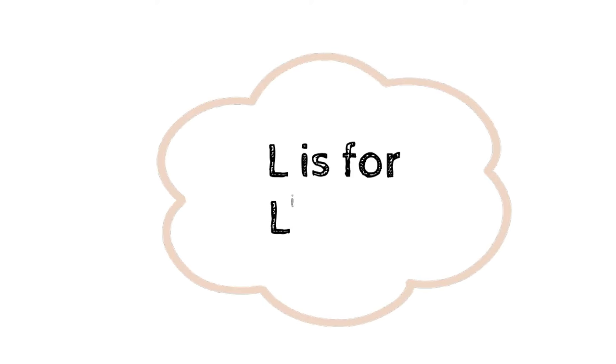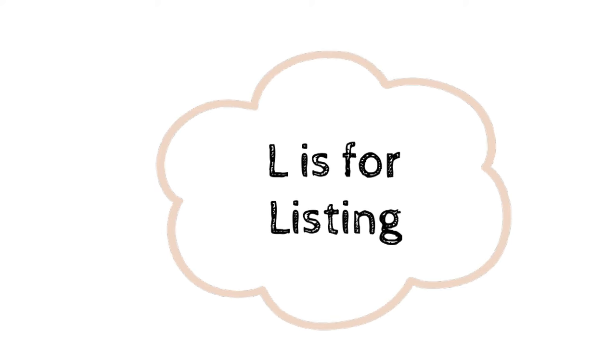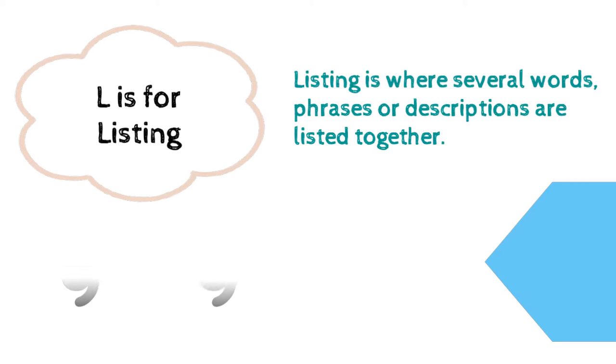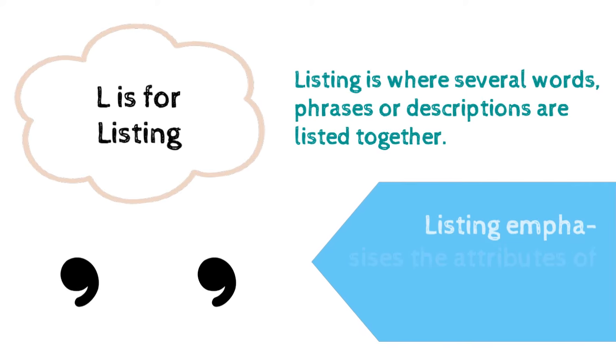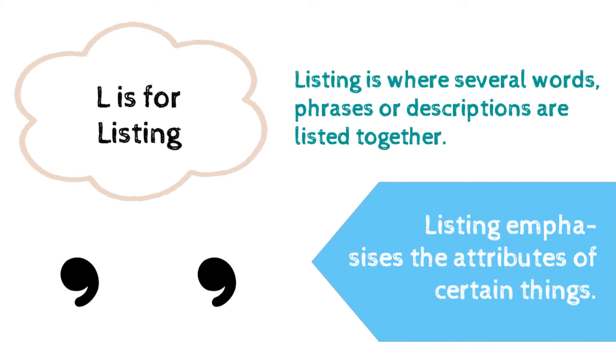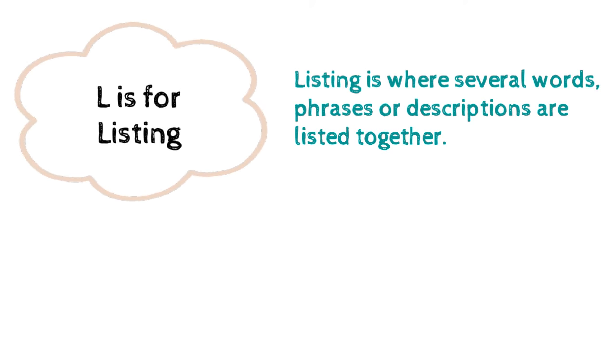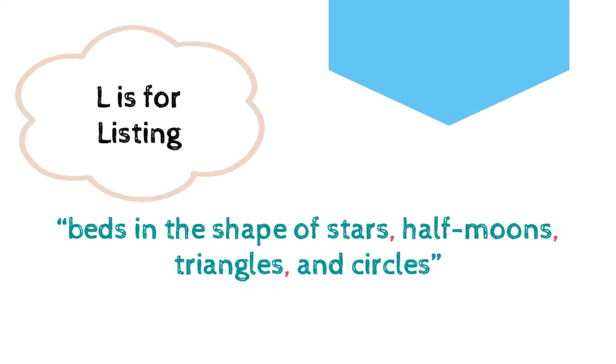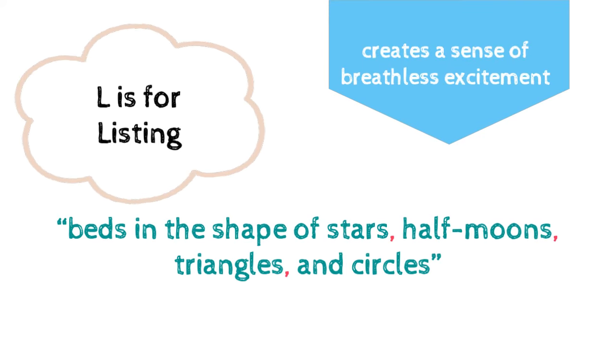L is for listing. This is another particularly handy one for analysis. Writers will often list words, descriptions or actions in order to emphasise the attributes of something. Just keep an eye out for a run of commas and you'll notice a list. A good example is from Gerald Durrell's description of the family garden in My Family and Other Animals. "Beds in the shape of stars, half-moons, triangles and circles." Here it seems to create a feeling of breathless excitement.